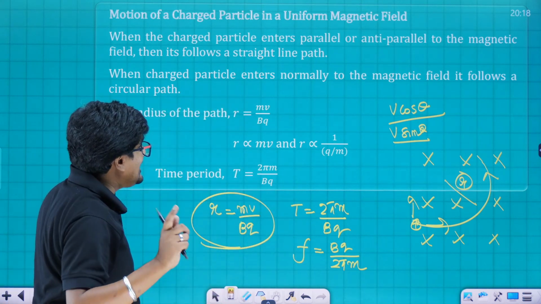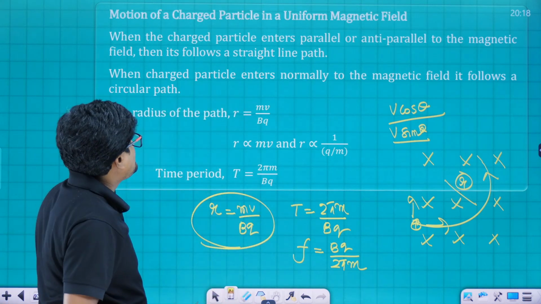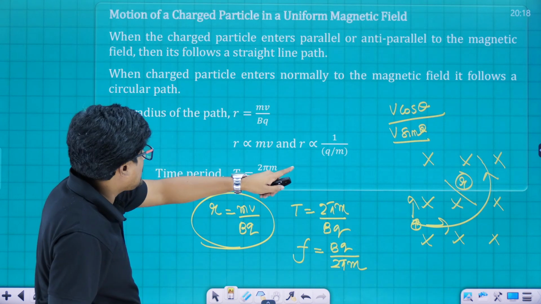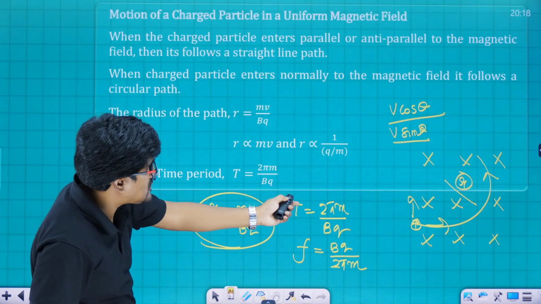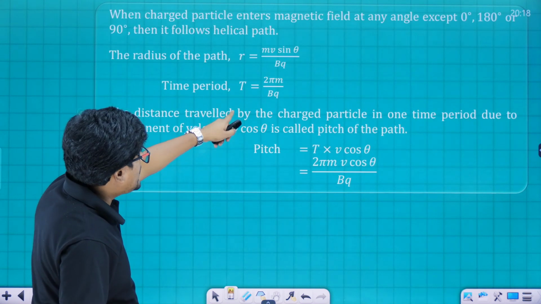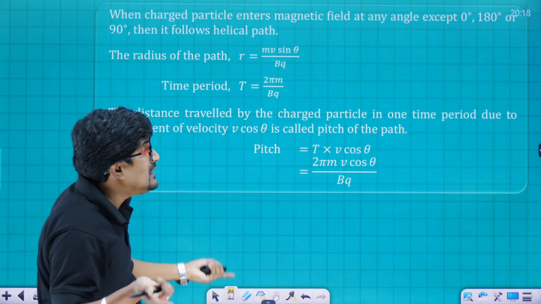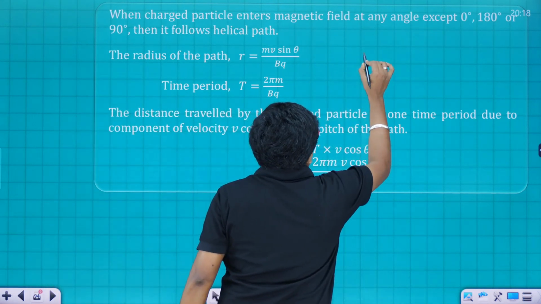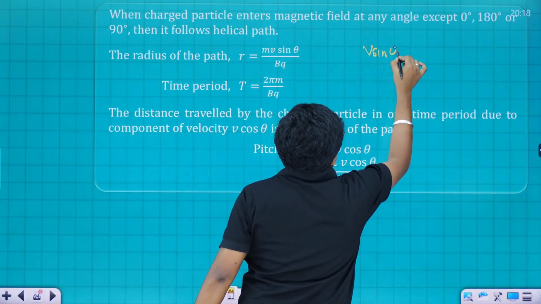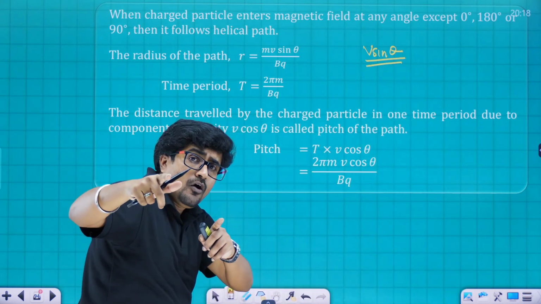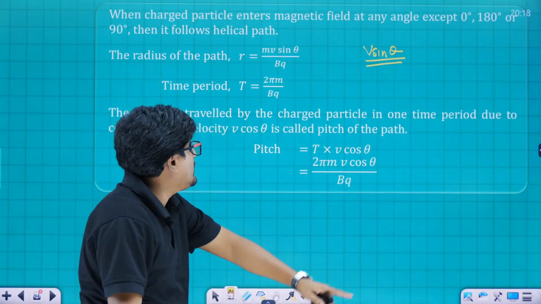In that case, the radius of the particular path is going to change. This was the case where it was entering perpendicularly. Now here this is the case where it is entering at an angle theta. So the perpendicular velocity component was what? V sin theta. The component of velocity perpendicular to the magnetic field was v sin theta.